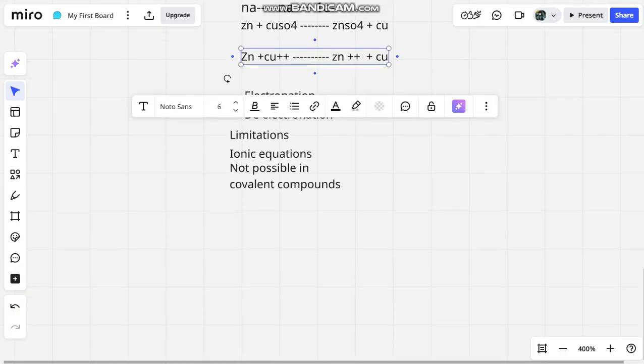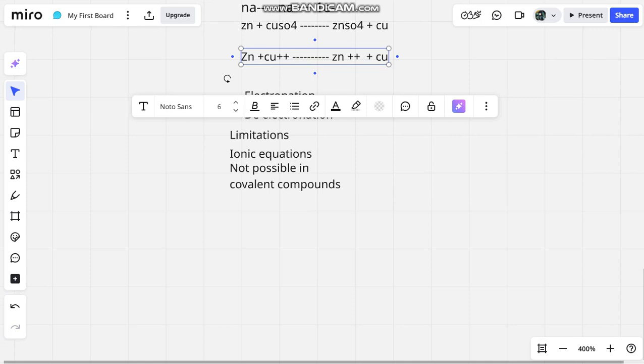Now what are the limitations of this electronic concept? Why do we need oxidation number now? We have already known what is classical concept, right? But classical concept is not used in this. And electronic concept is used in this. Now why do we need oxidation number? Why can't we use this process in other kind of chemical reaction?